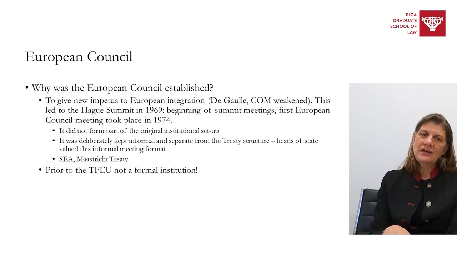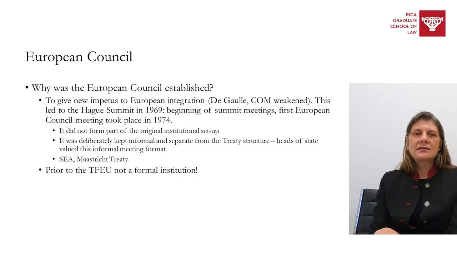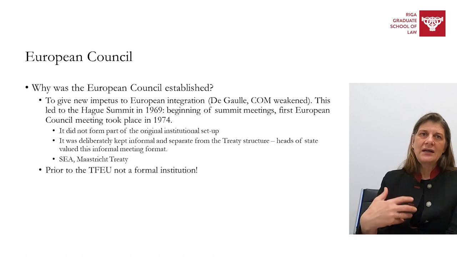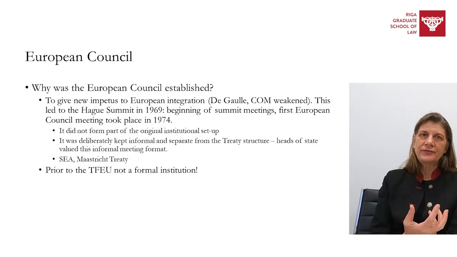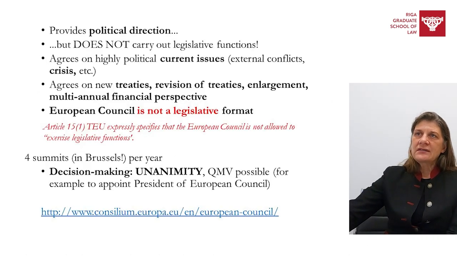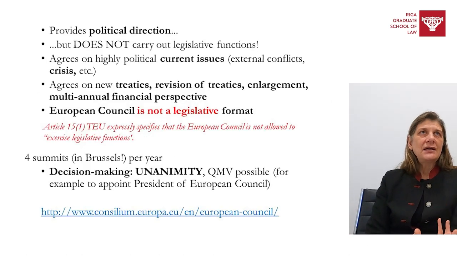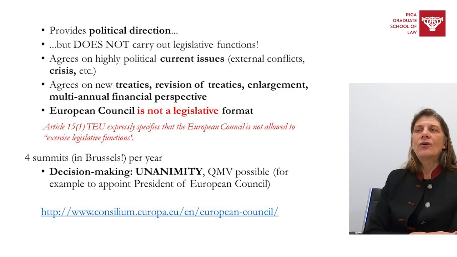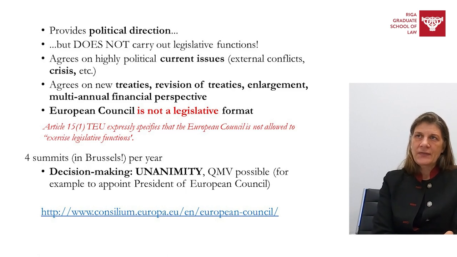So the first European Council meeting took place in 1974, and with every next treaty, the Single European Act, the Maastricht Treaty, the Amsterdam Treaty, it became more and more powerful. And the Treaty on the Functioning of the European Union, the Treaty of Lisbon, made it a formal institution. So, what is then the main task of the European Council?